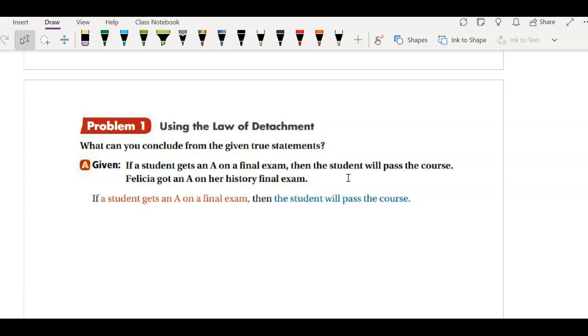So we're given, if a student gets an A on the final exam, then the student will pass the course. Felicia got an A on her history final. So my hypothesis, or my P-value, is a student gets an A on a final exam. Then my Q, or my conclusion, is the student will pass the course. So if Felicia got an A on her history final, I can conclude that Felicia will pass the course.